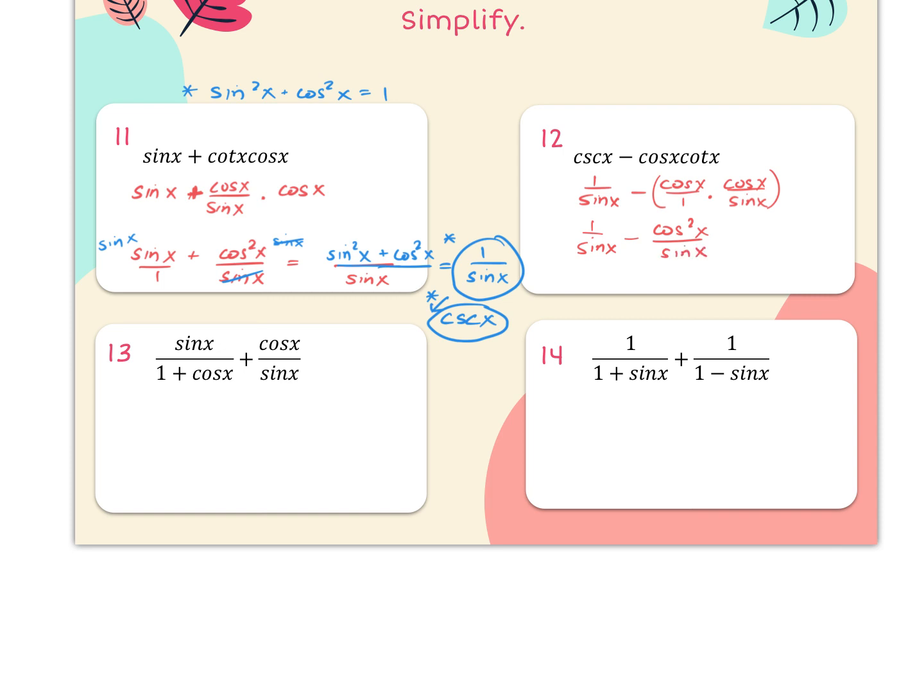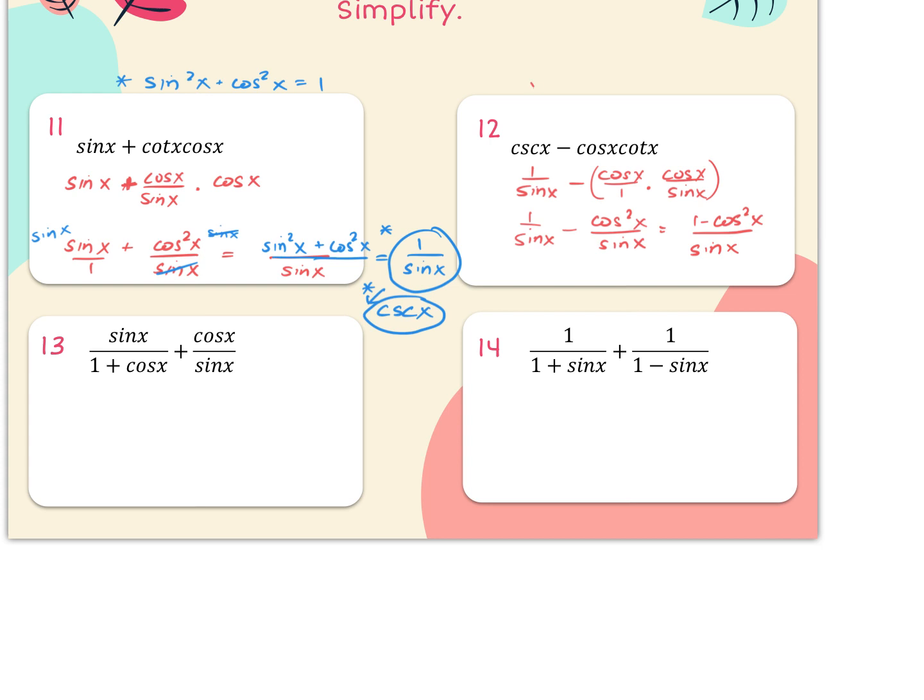Okay, so now I've got that. Well, I have the same denominator, so I can combine them. Remember, simplifying is changing things to lower terms or less terms. So I'm going to do 1 minus cosine squared x over sine of x. Looking good, right? Well, again, do I keep going?